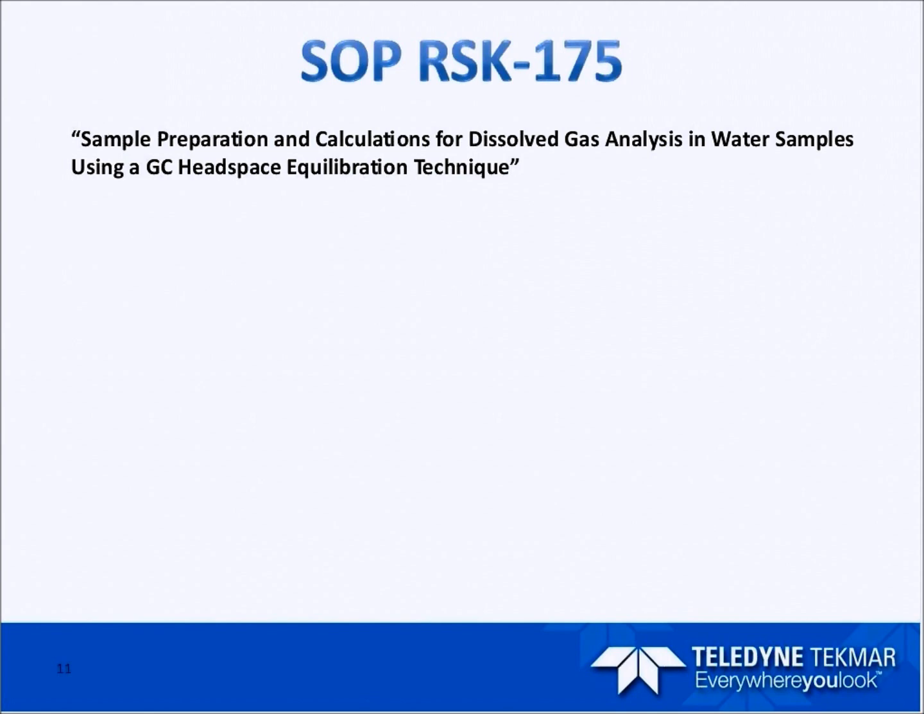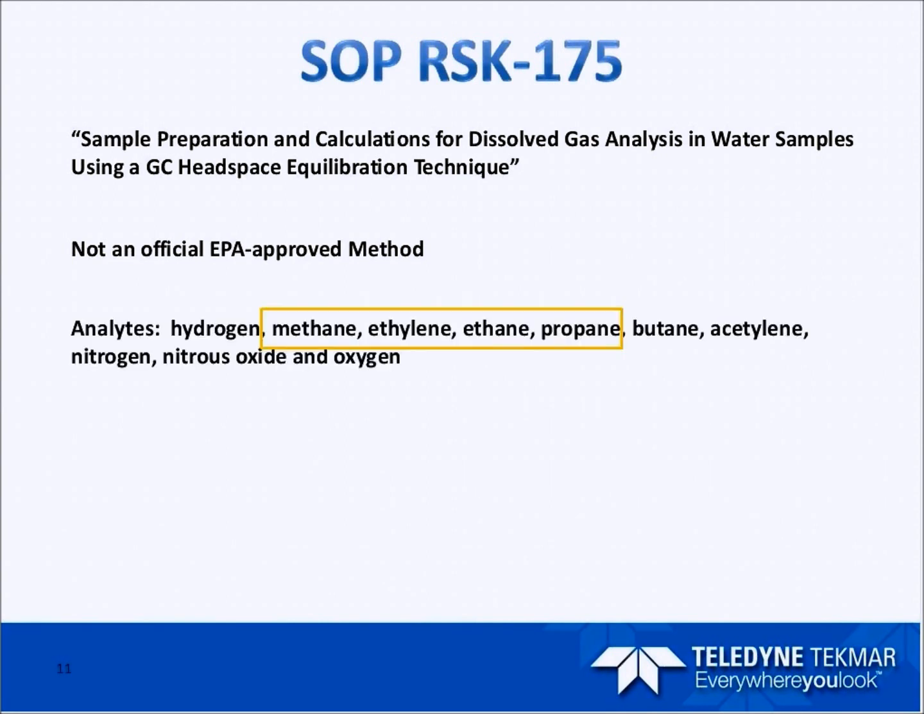Like I said, it's just an SOP. If you know EPA approved methods, it doesn't go into the detail, and it hasn't been through the full gamut of testing that those methods usually undergo. It's not an approved method. It can be used for a variety of analytes: hydrogen, methane, light hydrocarbons, nitrogen, nitrous oxide, and oxygen. We're going to concentrate in the methods we're going to examine today on methane, ethane, and propane, but it can be used for any of these dissolved gases.